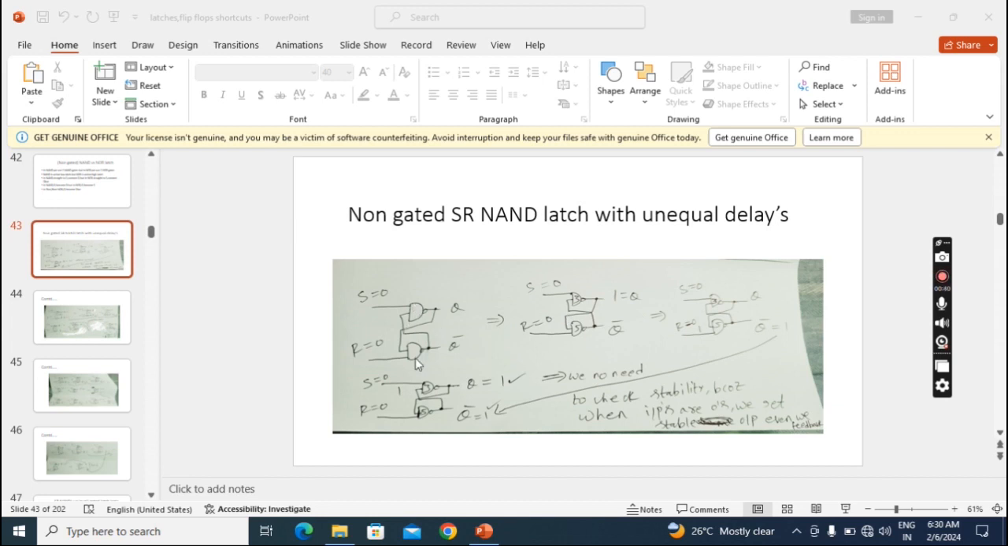For example, this is the SR non-gated NAND latch. It contains two NAND gates. This gate may have some propagation time, and this gate may have some other propagation time. For example, the top gate may have 3 nanoseconds and the below gate 5 nanoseconds, or the top gate may have 5 nanoseconds and the below gate 3 nanoseconds. It means they may contain different delays, and one can be greater than the other. So in this case, how to analyze the working, we will see now.